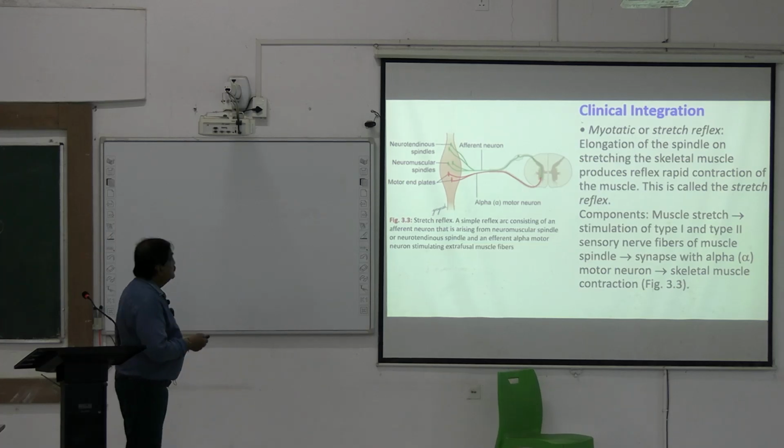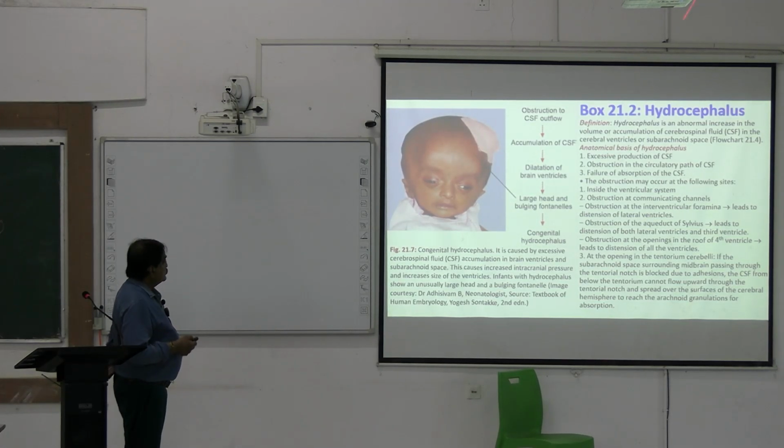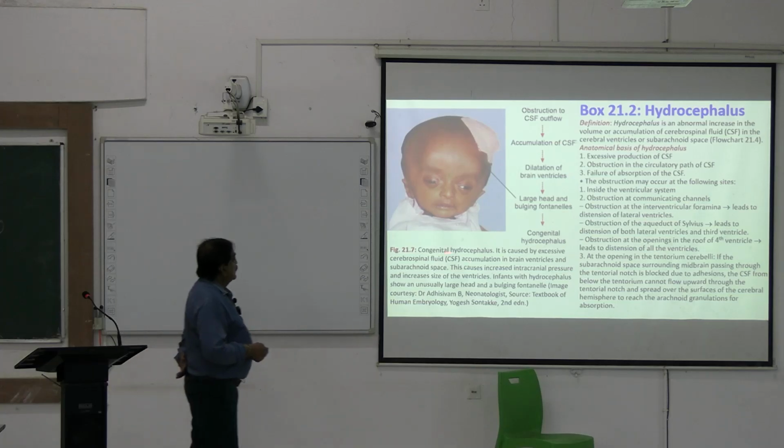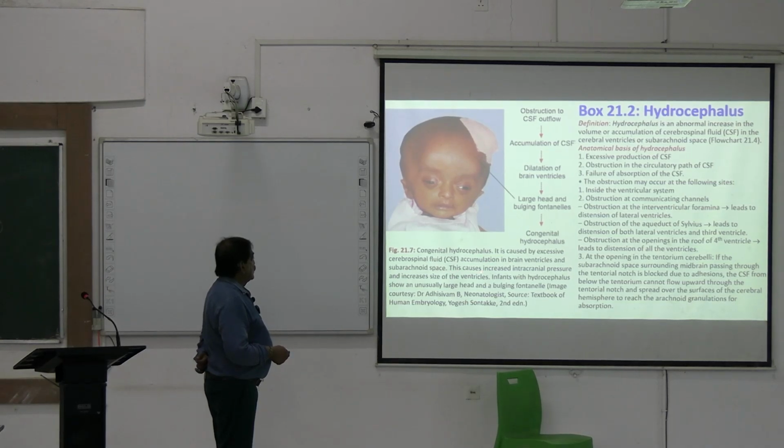Now, this is congenital hydrocephalus. It is caused by excessive cerebrospinal fluid accumulation in the brain ventricles and subarachnoid space. This causes increased intracranial pressure and increases the size of the ventricles. Infants with hydrocephalus show an unusually large head and frontal bulging.